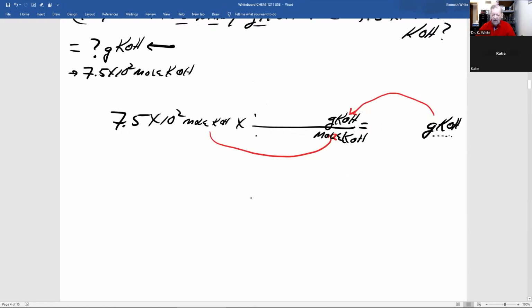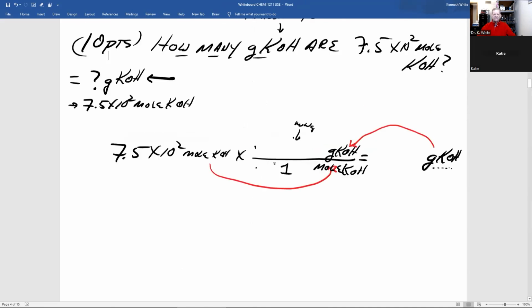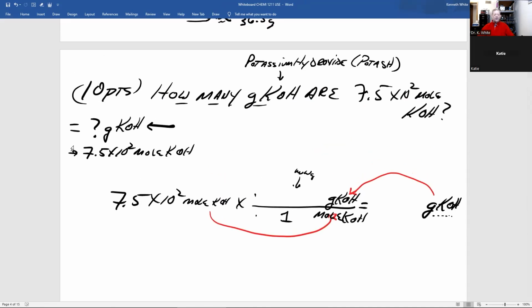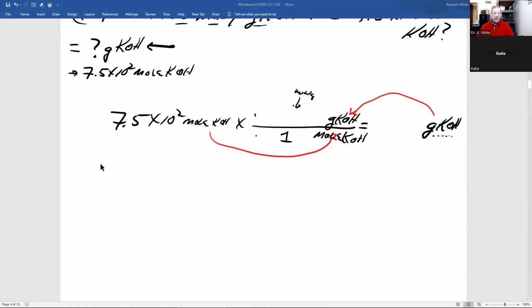So I know 1 mole of a compound equals the molecular weight in grams. Oh no, they didn't give it to us. We've got to calculate it. So we now have to calculate the molecular weight of KOH. The molecular weight is the sum of all atomic weights: 1 potassium, 1 oxygen, 1 hydrogen. This we already know is 16.0. This is 1.1. We've done it before.